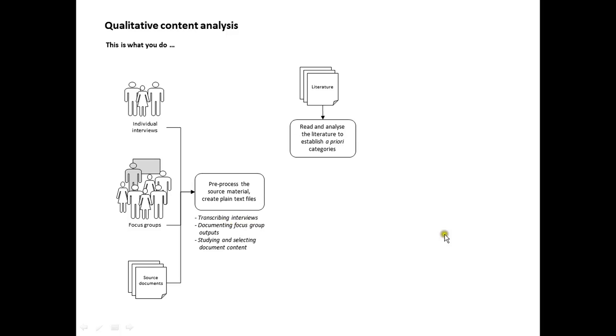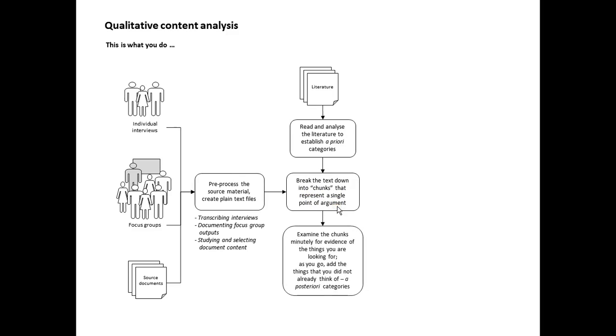And out of that reading you may come up with what we call a priori categories, the categories, the ideas we're looking for that you develop before you start your research. When you've got some material to work with, you apply the categories, you break down the text into workable chunks that represent some kind of single point of argument. Now we're going to look at that in just a minute, don't worry about what I mean.